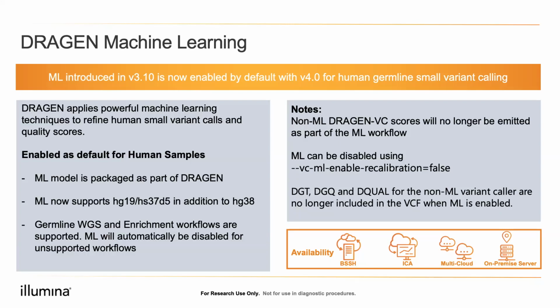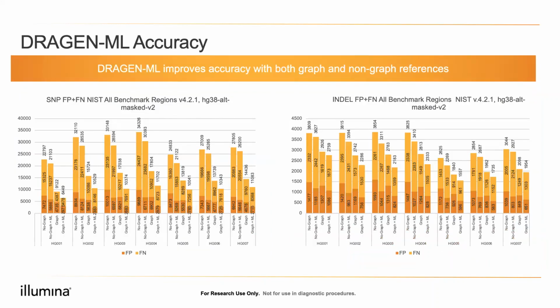A very important note here is that the non-machine learning DRAGEN variant calling scores will no longer be emitted as part of the machine learning workflow. That means that the DGT, DGQ, and DQual for the non-machine learning variant caller are not included in the VCF when machine learning is enabled. So you'll see different quality scores than you would have seen with the 3.10. You can turn off the machine learning with a simple flag. We do see that machine learning improves the accuracy, so we recommend you keep it turned on. And it improves the accuracy for both graph or multi-genome references and non-graph references.